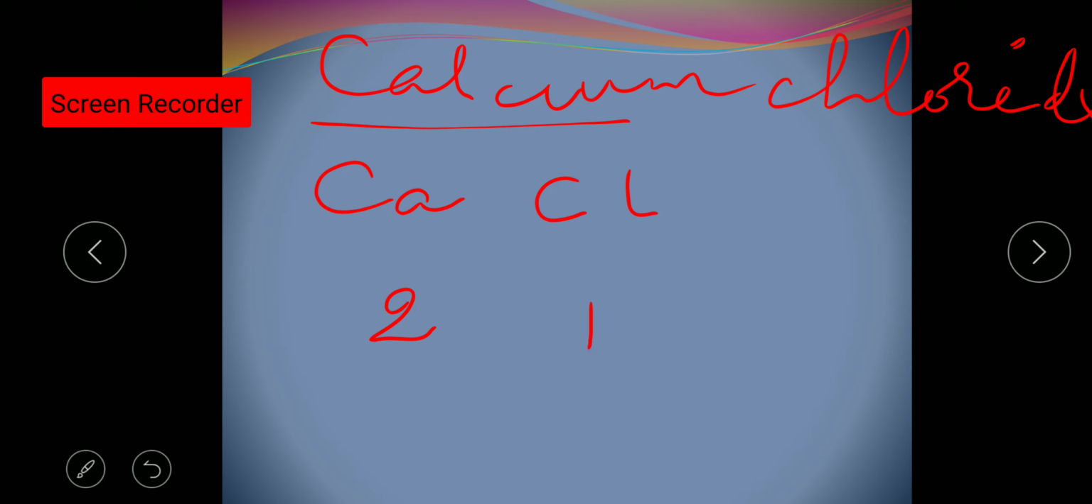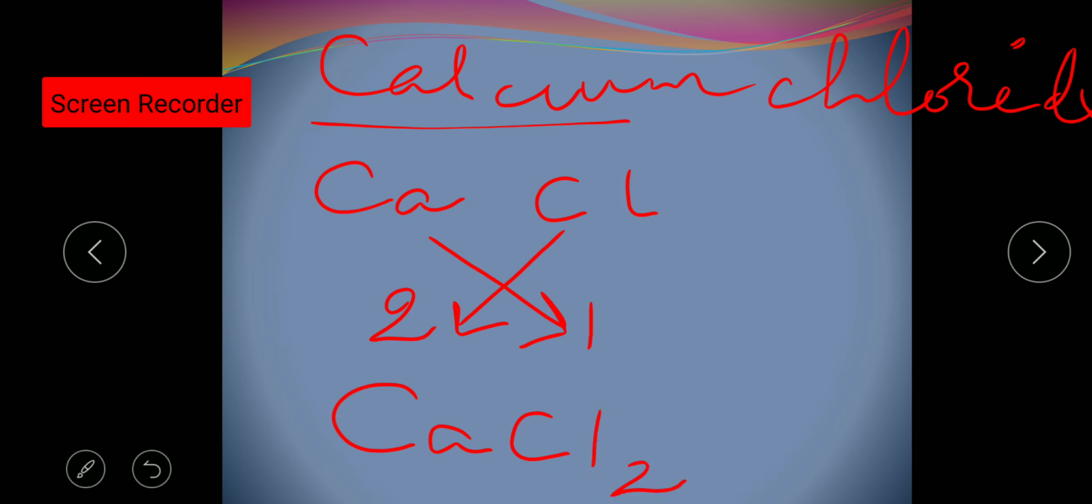Now what we will do is the crisscross. How many atoms? Now it will be Ca, with the arrow moving towards 1, so Ca1. We need not write the 1. It's always understood, nothing is written, it means there is 1. And Cl2. So CaCl2 is the molecular formula of calcium chloride.